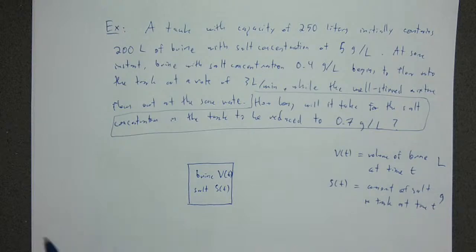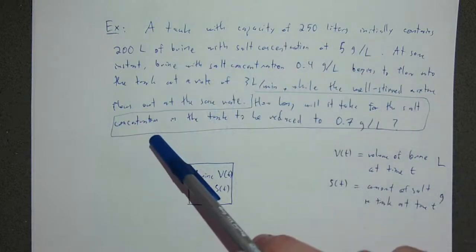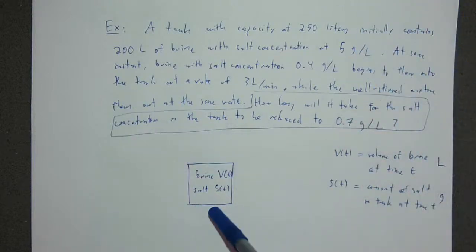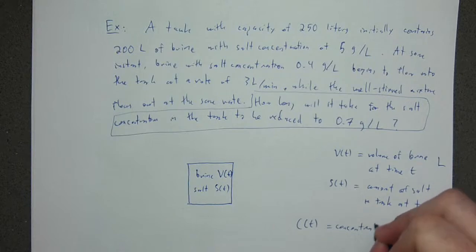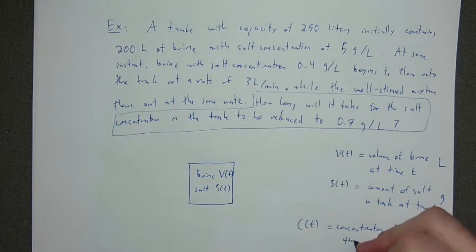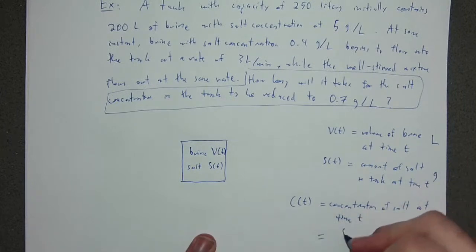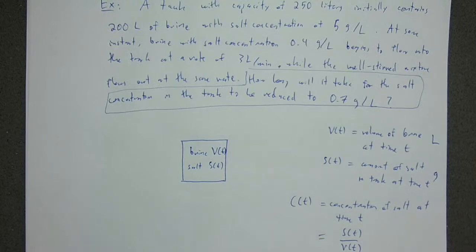So I want to know the concentration here. I'm being asked a question about concentration. I have the amount and I have the volume. What's the concentration? Well, the concentration of salt at time t is just the amount divided by the volume. It's S of t over V.